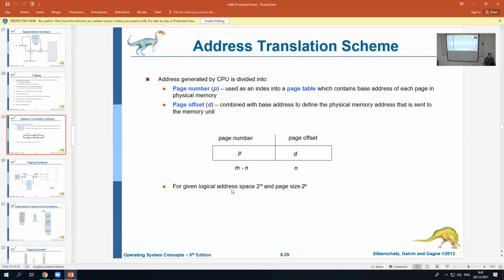For a given logical address space 2 to the M, where M, here, you see M, they didn't write this properly. They should have added a large brace here and said M. This whole thing is M, and this is M minus N size, and this is N. So if this is 32 and this is 18, then 32 minus 18 is 14. So this will be 14 bits, and this will be 18 bits. It has to add up.